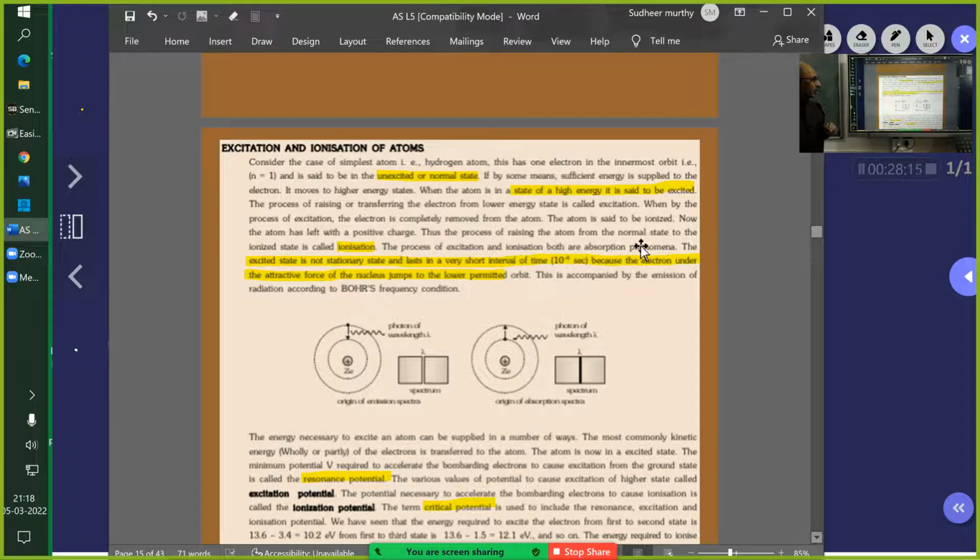The process of raising an atom from the normal state to the ionized state is called ionization. Another golden sentence here: what is ionization? Of course, we have already gone through the definition. Another definition is that ionization is a process of raising the atom from its normal state to the ionized state. The processes of excitation and ionization are both absorption phenomena.